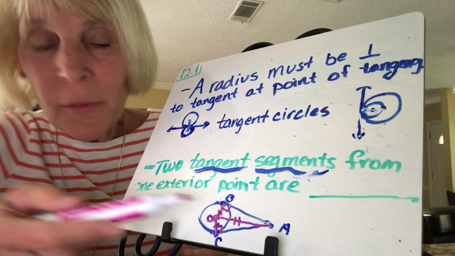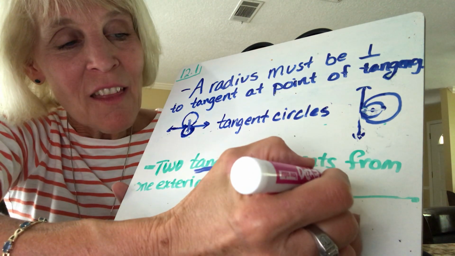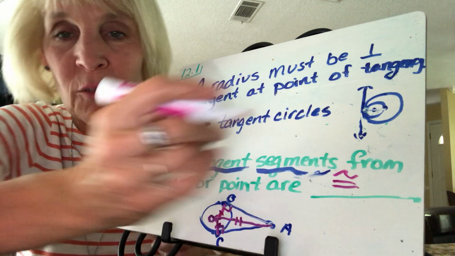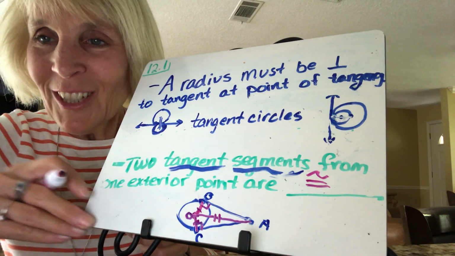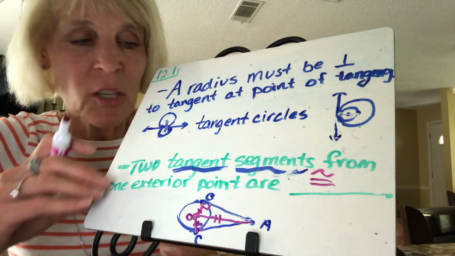What do I know about AB and AC? You've just proven what we can now say. Those obviously are congruent. So that's a theorem, obviously, because we can prove it. Two tangent segments from one exterior point are always congruent.